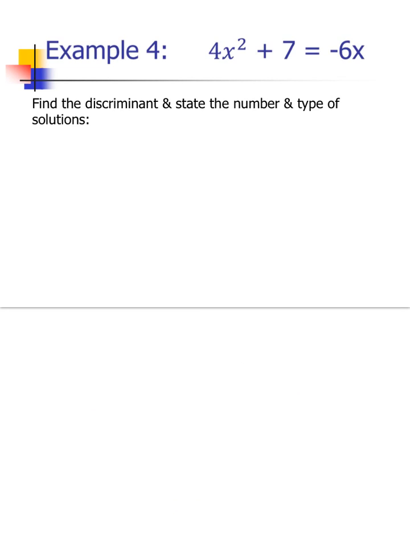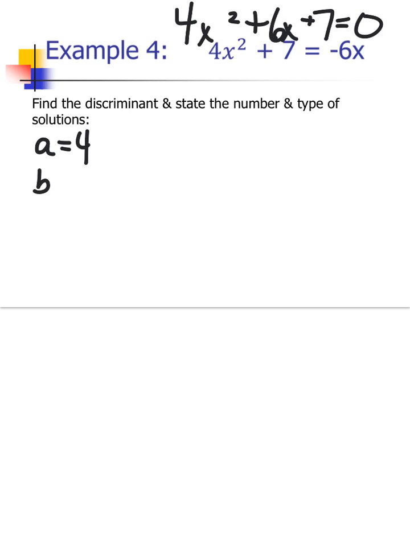Example 4, finding the discriminant is the trickiest part of the entire quadratic formula, so sometimes they just ask us to work on that. So let's try that here, but remember to begin, we need a, b, and c from standard form, so let's rewrite that. 4x squared plus 6x plus 7 equals 0. Now a is 4, b is 6, c is 7.